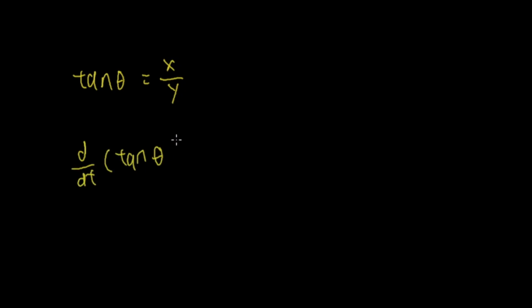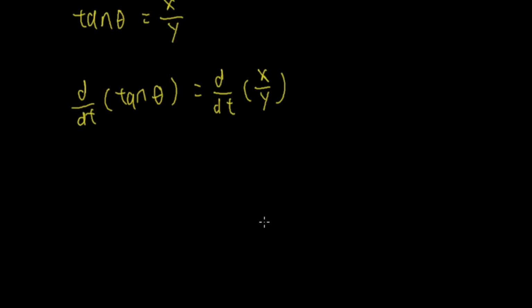d tan theta over dt is equal to d over dt of x over y. Okay. Now, what's the derivative of this with respect to time? First of all, let's look at the derivative of tan theta first.